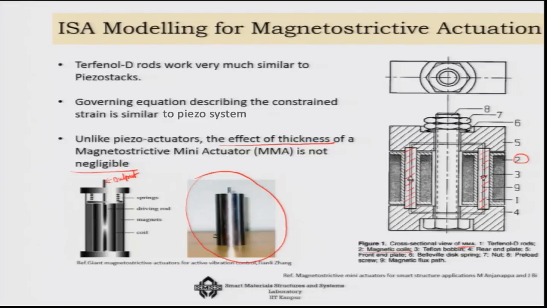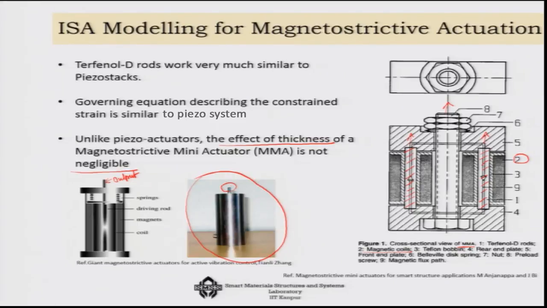What we expect is that as we apply the current here, these Terfenol-D rods are going to expand. As they are expanding, as you can see from this particular construction, they can only push the whole system towards this direction. This way it can come out. So, that is your output direction.